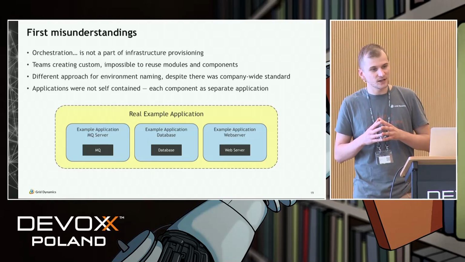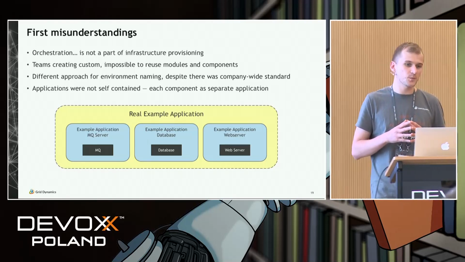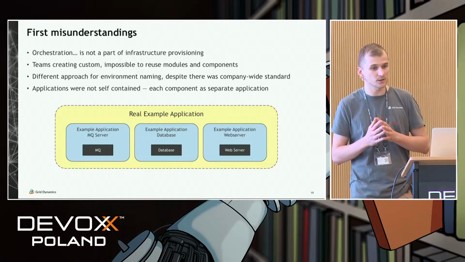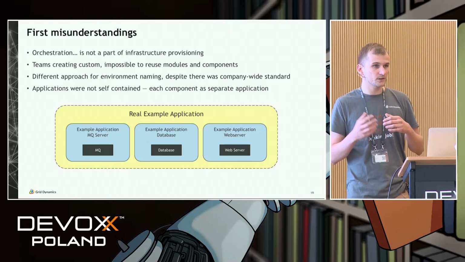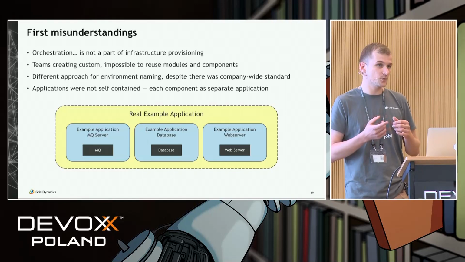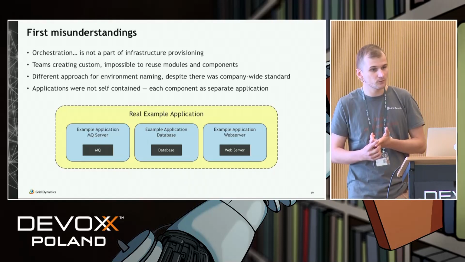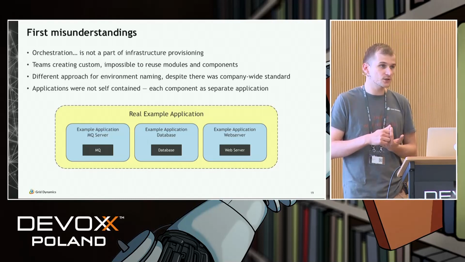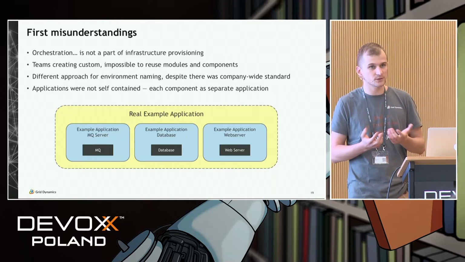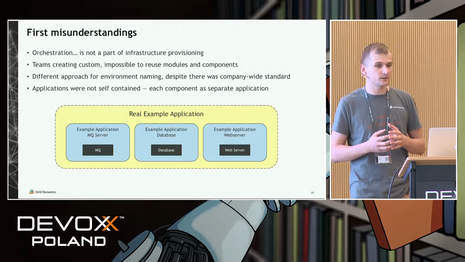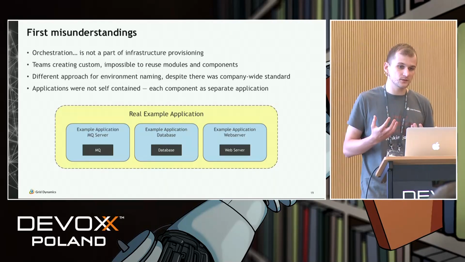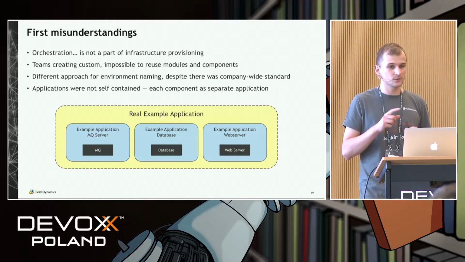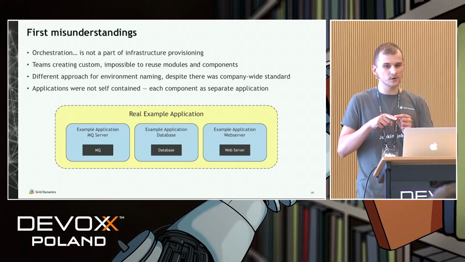And the very annoying thing was that every team had a different approach for the environment naming. For example, one team was naming the environment production and development, while for the other team, non-production means the development. So there is no non-production. And it was one of the ideas to have a company-wide standard. How did it end? We heard that they created a wrapper for our wrapper for the Terraform.